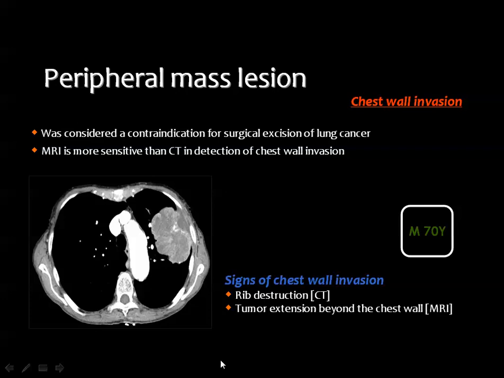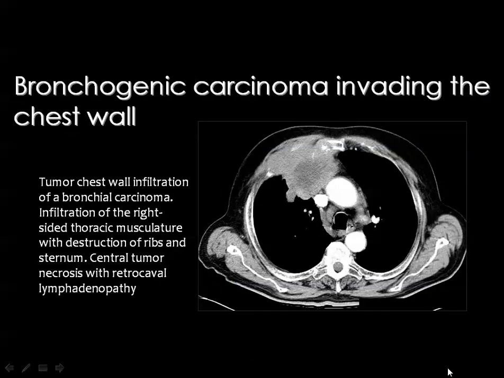When to diagnose this? Whenever you see that the adjacent rib is destroyed, or you see the tumor is outside the outer margin of the rib, then you know that there is a chest wall invasion. Like this case, you see a mass in the anterior part of the right upper lobe, then you see the mass has invaded the chest wall, and the soft tissue tumor is found extrathoracic, and the rib here is destroyed, and part of the sternum has also been destroyed.